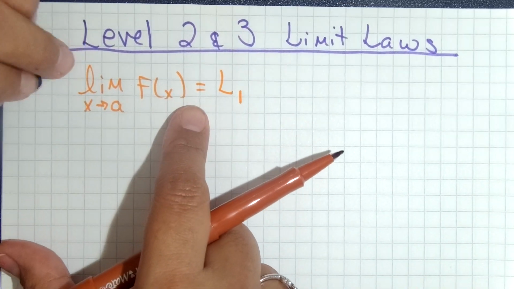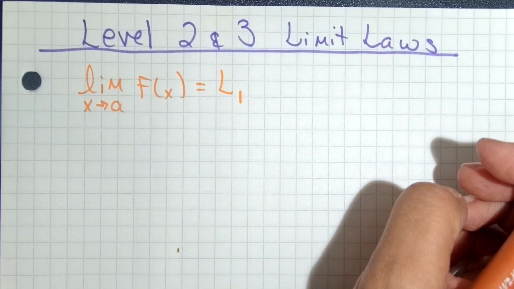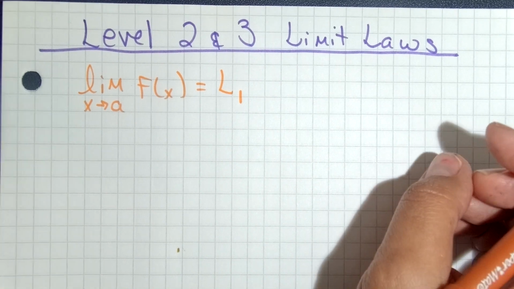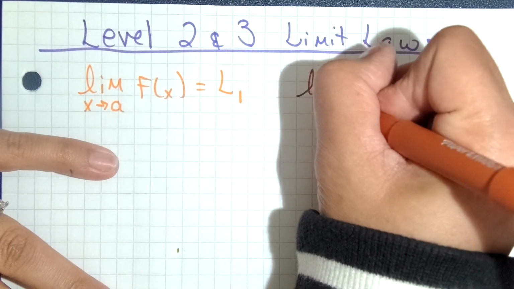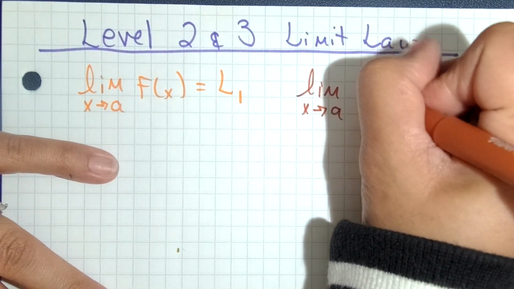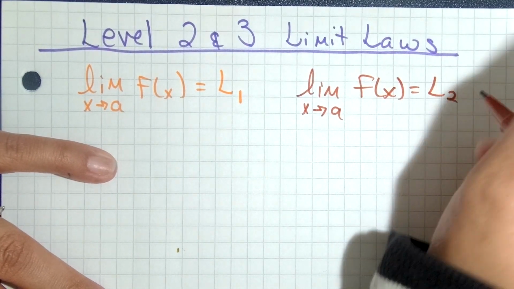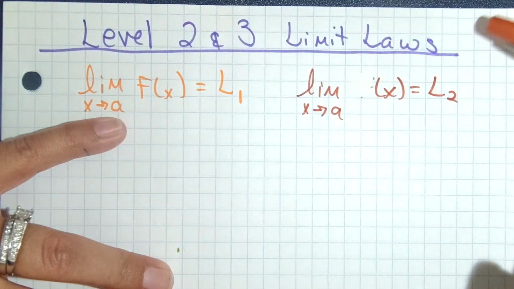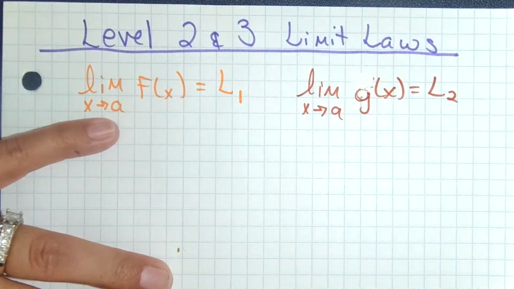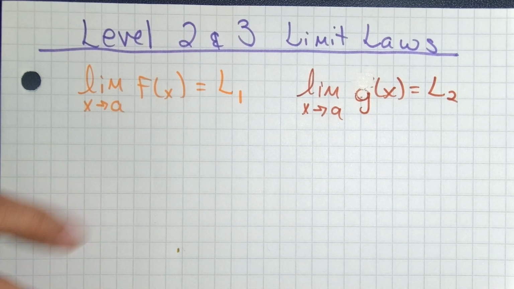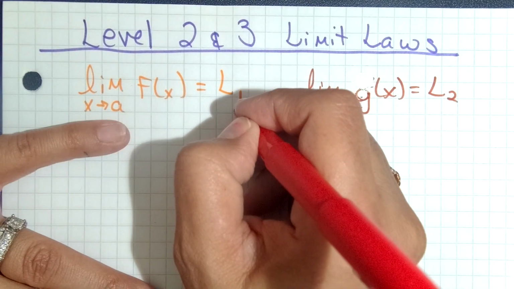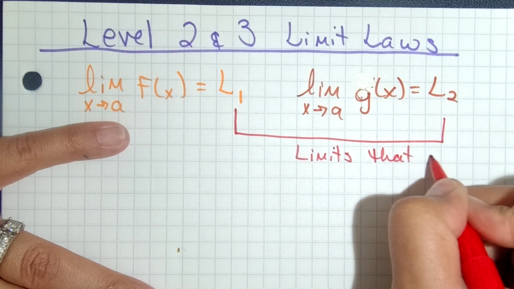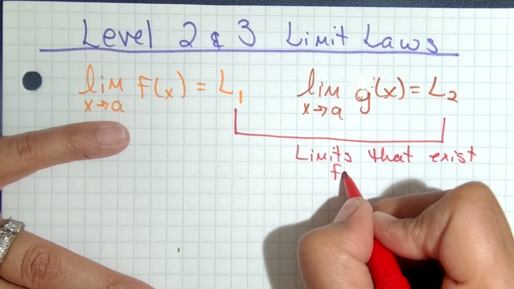So first we have to talk about limits existing. A limit has to exist in order for us to do these rules. If it tells us the limit doesn't exist, then we can't use them. We're going to have multiple functions. We have two different functions with possibly two limits. They can have the same limit, but we're going to assume that they have different limits for now. So these are limits that exist for that function.